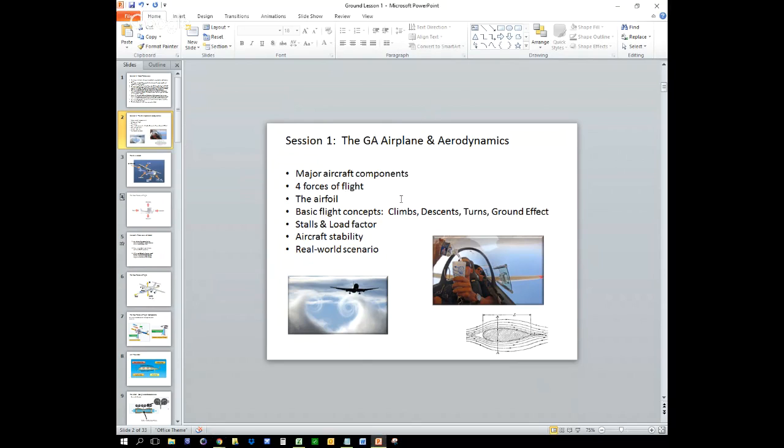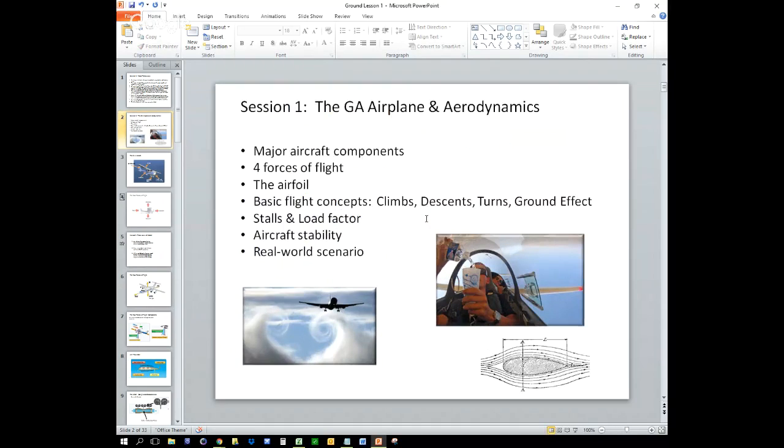Does that look good? Yes. All right. So we're going to go through general concepts with regard to aerodynamics. I'll talk about major parts of the aircraft and the four forces of flight. After aerodynamics, we'll do some basic flight concepts like turns, climbs, and descents. We'll talk about load factor and stalls.